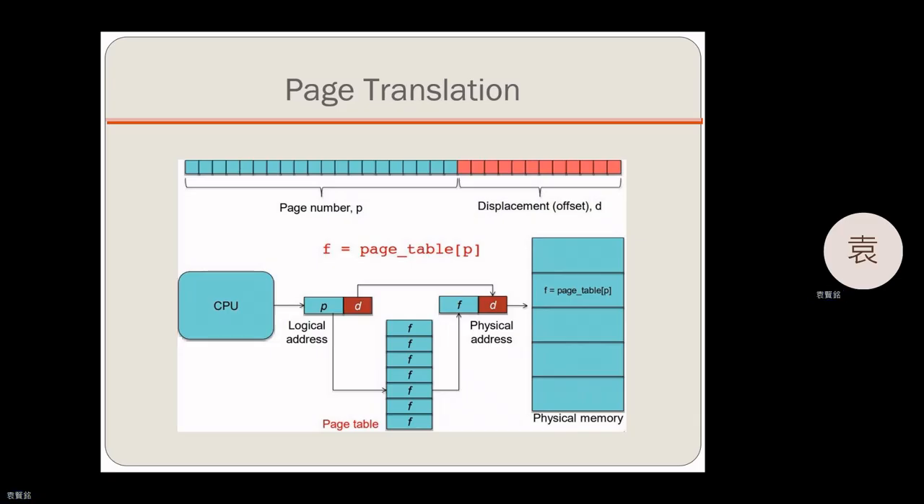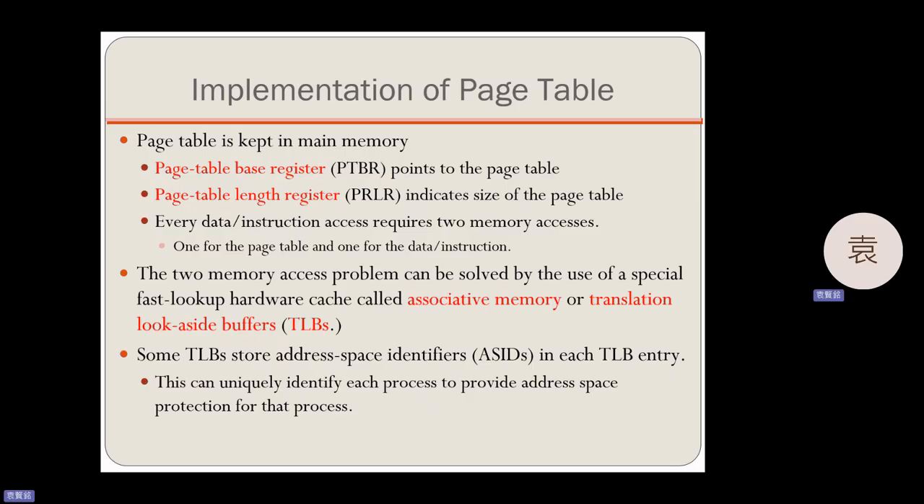And this page table can be implemented as follows. First, it must be kept in the operating system for every process. In general, this page table can be kept associated with the PCB, the process control block. There will be a page table base register pointing to the starting position of the page table, and a length register to indicate the size of the page table, how many entries this table has. And so every data or instruction access will require 2 memory accesses.